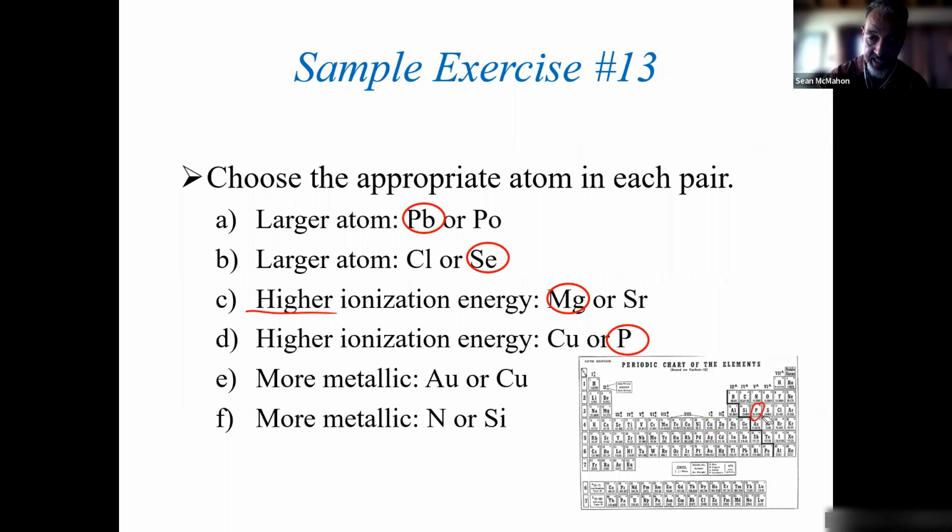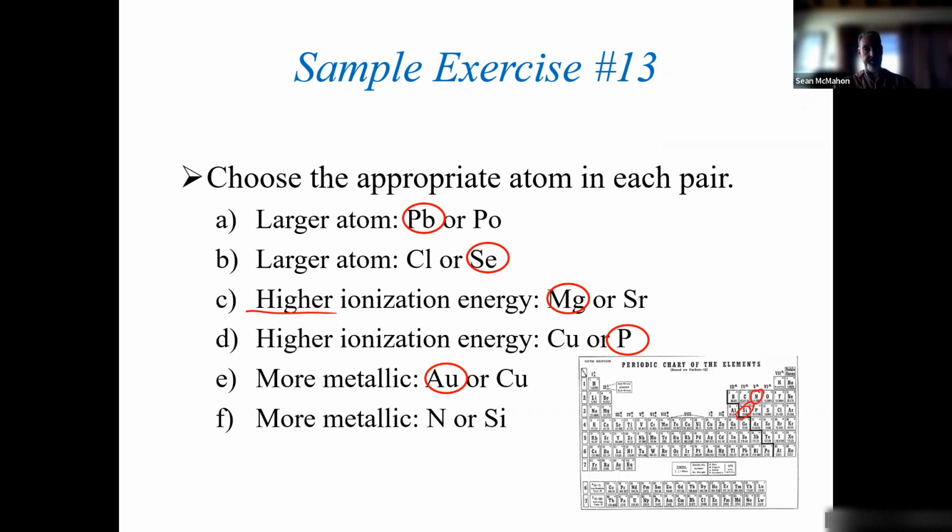Now we're going to go opposite. Which one's more metallic? Copper or gold, which I think that's the Au. So which one's going to lose electrons easier? Which one's bigger? Solid gold. What about nitrogen or silicon?